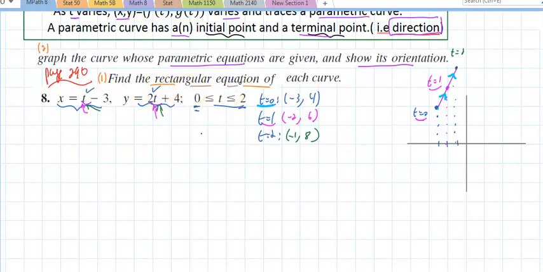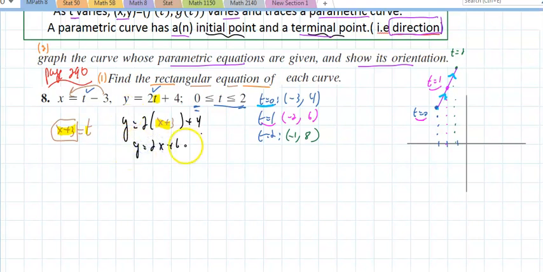If x is a function of t and y is a function of t, get t out of the equation. So can't I say t equals x plus 3 by moving the 3 over to the left-hand side? And since t equals that, can't I replace t in the second equation? This is the system of equations. That's 2 times t, and t is x plus 3. So I get y equals 2x plus 6 plus 4, or y equals 2x plus 10.